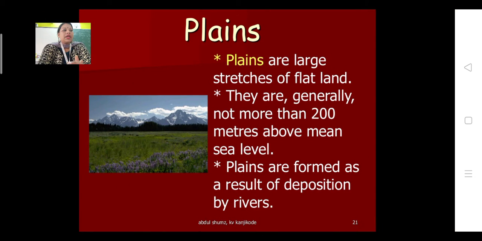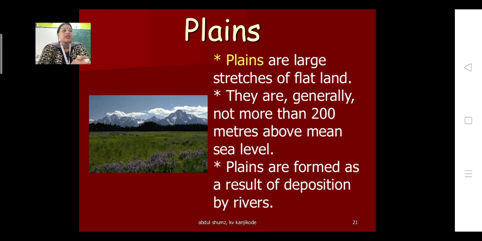And lastly we have plains. Plains are large stretches of land. They generally vary from 200 meters above mean sea level, and plains are formed as a result of deposition. Most of the plains are formed by the rivers and their tributaries. The rivers flow down the slopes of mountains and erode them. The eroded material is deposited in the plain areas, and these areas are called plain or fertile areas. This is how plains are formed.